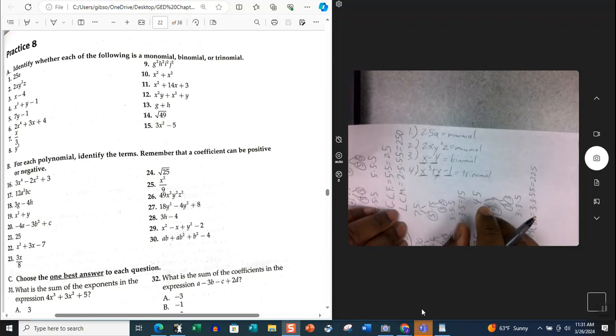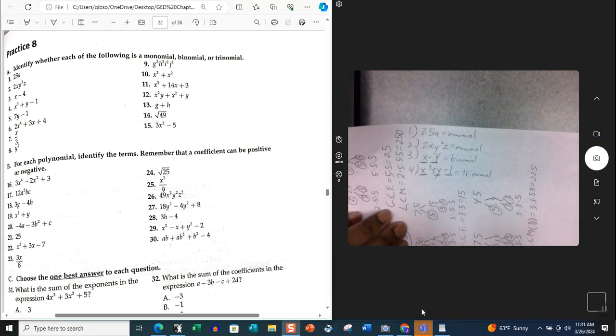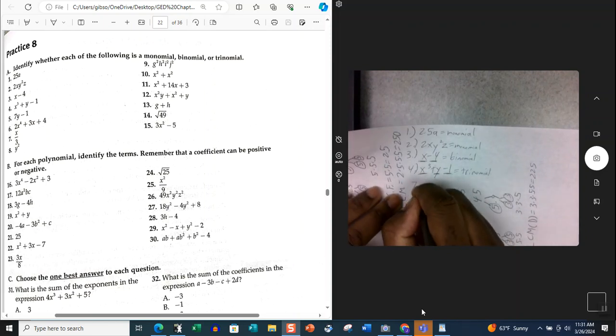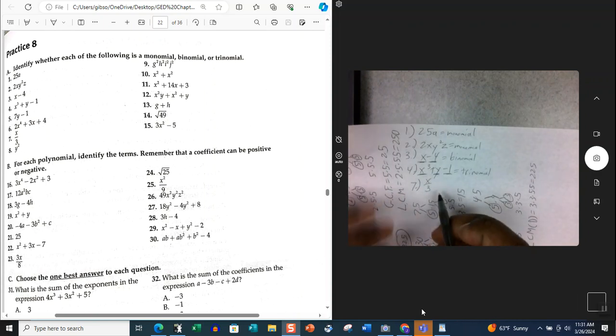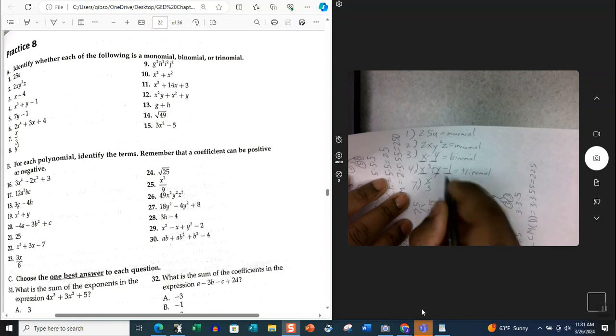Now I'm going to skip around. Now number 7, we have x over 3. There's no addition or subtraction, and there's no variable in the denominator, which would disqualify it. So x over 3 is just a monomial.